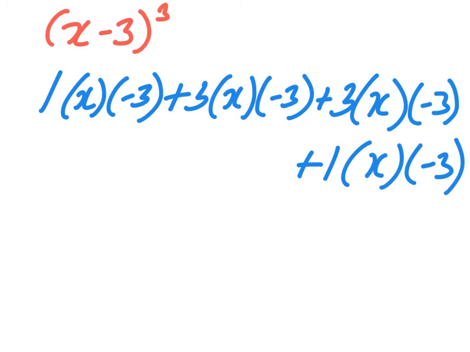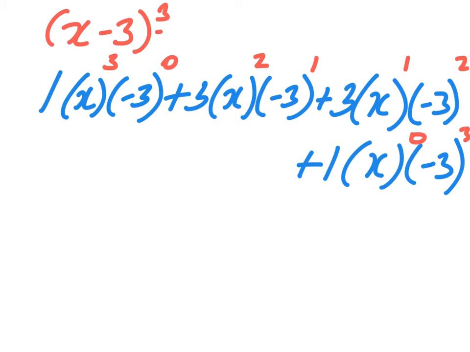Now I've got to fill in the powers. The key thing here is that in each part, the powers must add up to 3, because 3 is what we're expanding to. So we can start off with x to the 3 and minus 3 to the 0. Then we can make the x power smaller and this one bigger, 2 and 1. We can do this 1 and 2, and we can do this 0 and 3. So you see, you start off with the x being 3 and the minus 3's power being 0, and you make the x power smaller and the minus 3's power bigger in each part. And they always add up to 3. Then we just put it together.